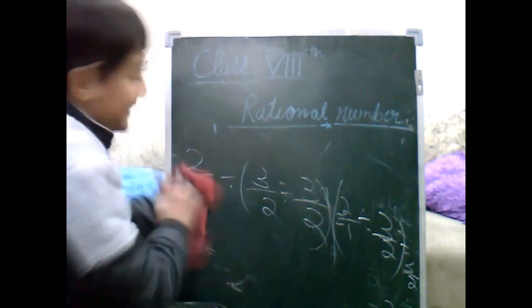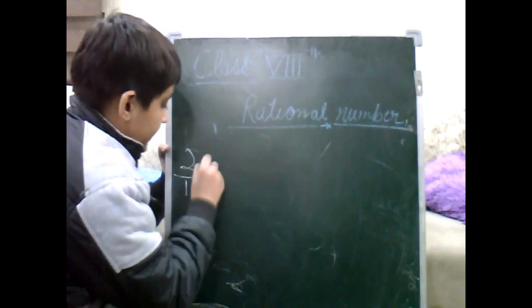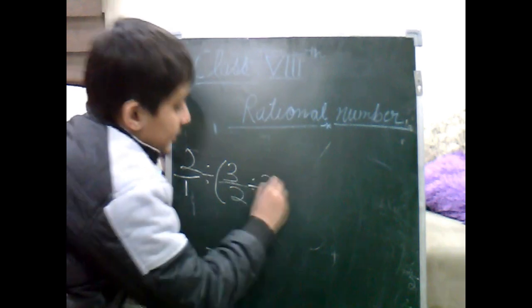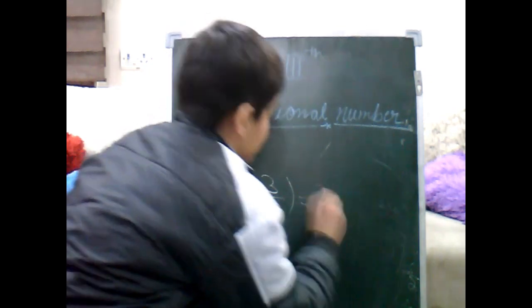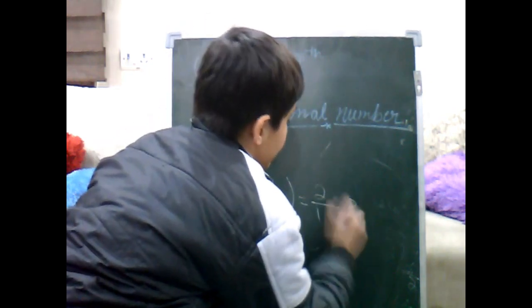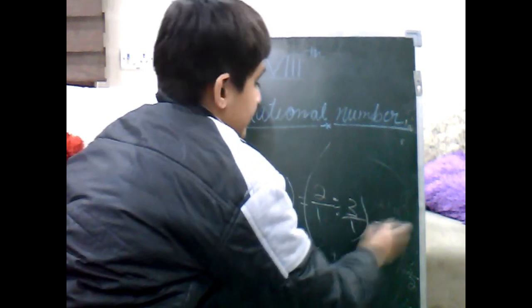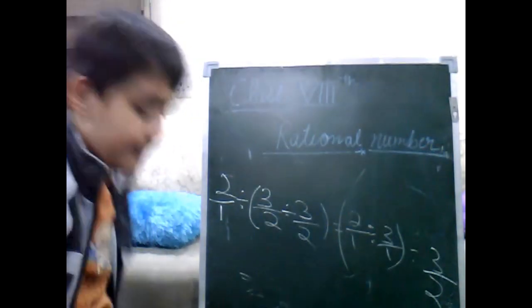Let me write in a clear manner. Yes. 2 upon 1 divided by 3 upon 2 divided by 3 upon 2 should be equal to 2 upon 1 divided by 3 upon 2 divided by 3 upon 2. Yes? Right? Tell me, yes or no? Yes.